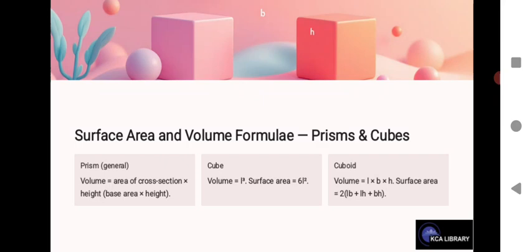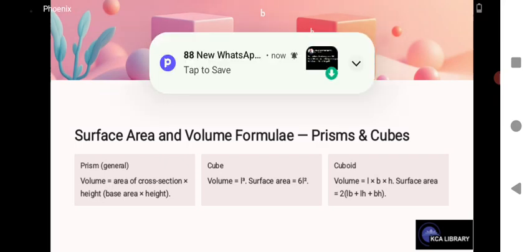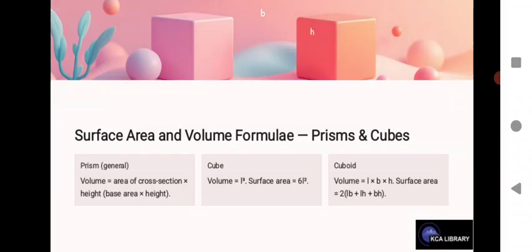Then let's look at the cuboid. The volume of the cuboid is length times breadth times height, while the surface area of a cuboid is 2 into length times breadth plus length times height plus breadth times height. Know one thing about mathematics: the formula serves as a roadmap. With the formula, you will be able to quickly calculate to arrive at what you are looking for.